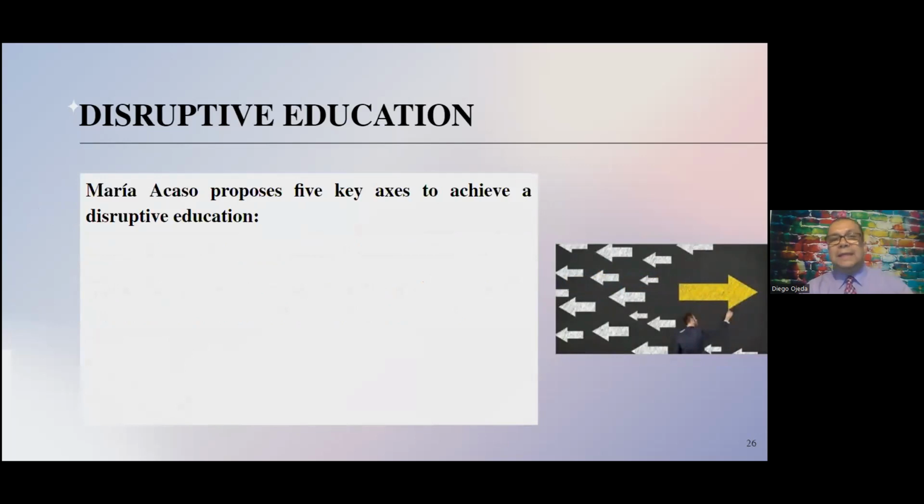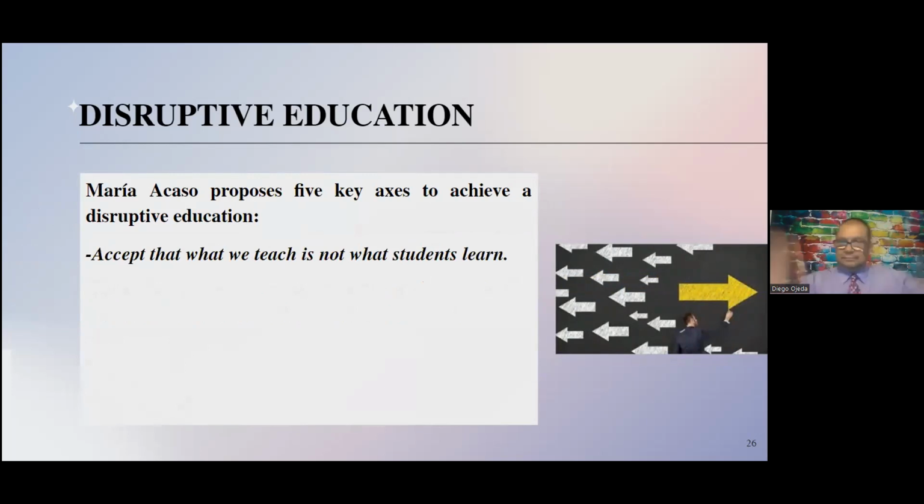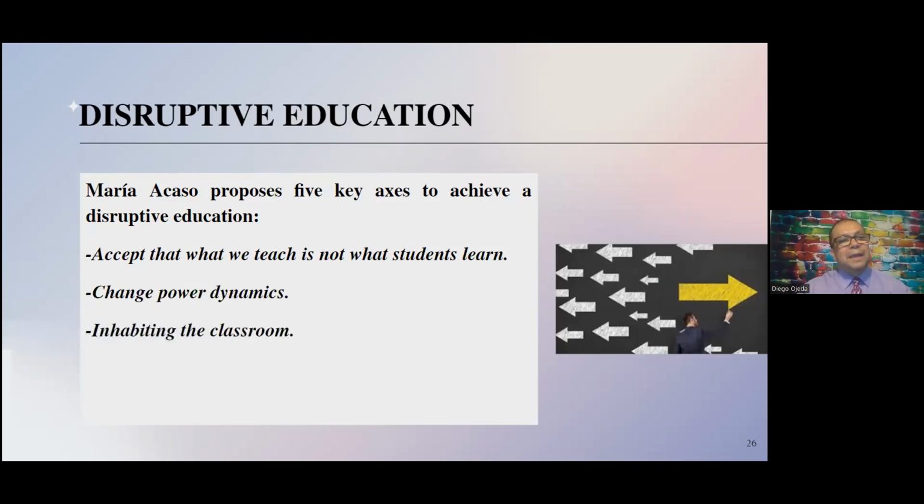And that's when I talk about Maria Caso, a teacher from Spain who proposes 5 keys to achieve disruptive education. The first one: accept that what we teach is not what the students learn. We're saying something, the students are thinking about something else. We must try to get into their brain and their lives to be on the same page. Change power dynamics. Inhabiting the classroom. In other words, make the classroom a place that you inhabit like your home, and make the students feel that the classroom is their home, not just a space where you give a class.